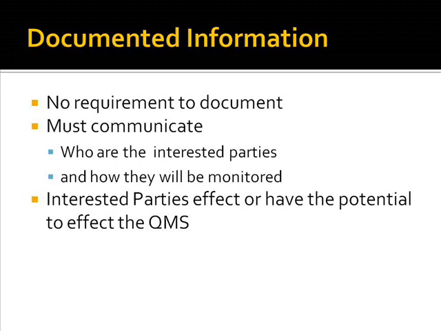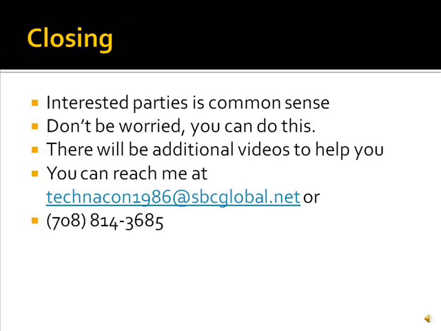So what do you do with it? Well, if you want, you can put it in your quality manual. You can communicate it in any way you want. You just have to be able to identify who your interested parties are. Now remember, when you're identifying your interested parties, you have to think about who affects or has the potential to affect your quality management system. And it's going to be unique to your company. Let common sense guide you on identifying your interested parties. Don't worry, you can do this.